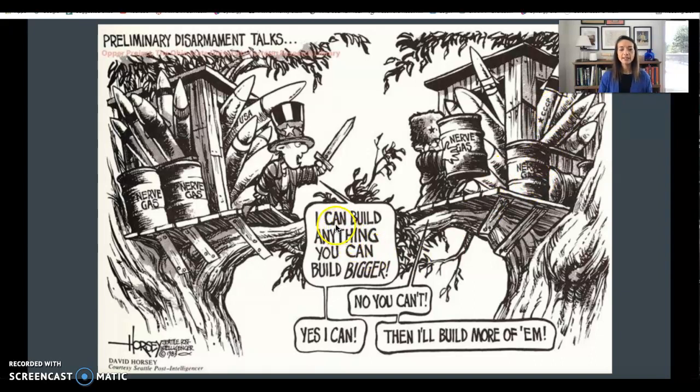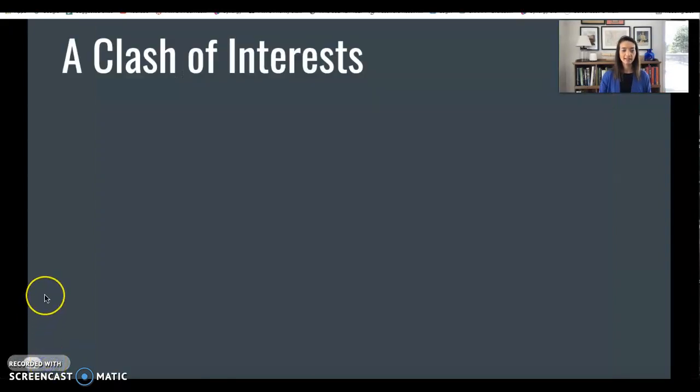The text here reads, I can build anything you can build bigger. No, you can't. Yes, I can. Then I'll build more of them. Once again, connections to what we're talking about, the Cold War. This kind of sums up what the Cold War was all about. Here's a good spot to pause if you want to spend a little bit more time looking at the details of this political cartoon. Okay, so here we go on to the next slide.